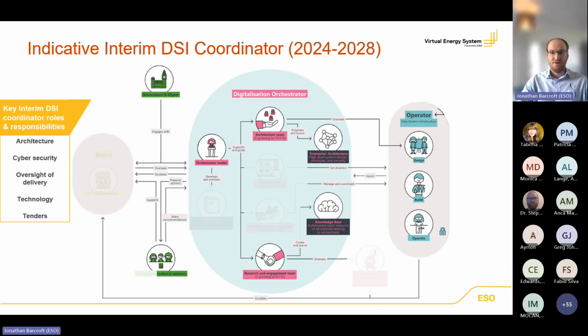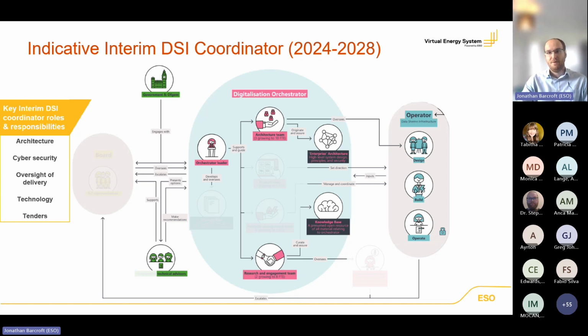There are a number of functions that are required to deliver an interim coordinator, which are described on this diagram, including a focus on architecture, on research and engagement, as well as forming a sectoral knowledge base of all the material related to the development and the implementation of the data sharing infrastructure.